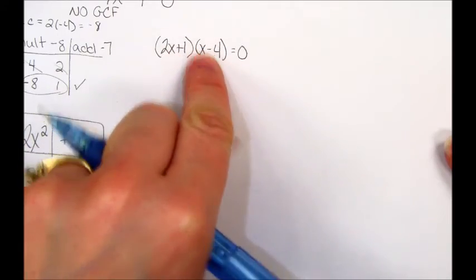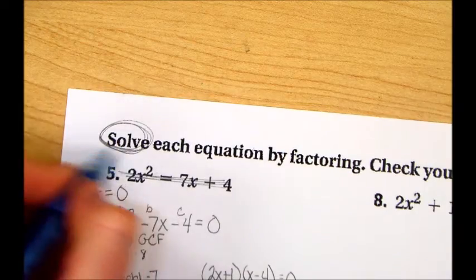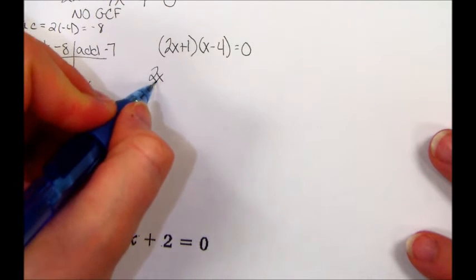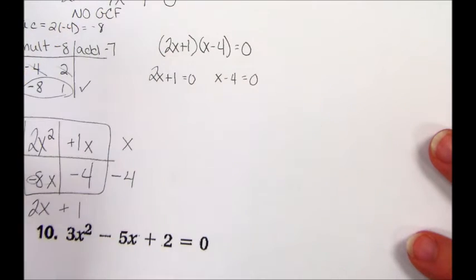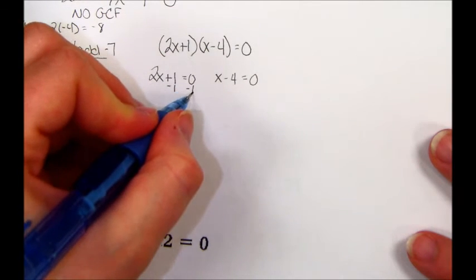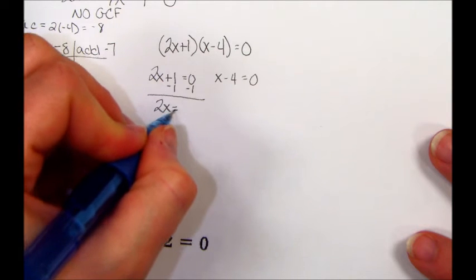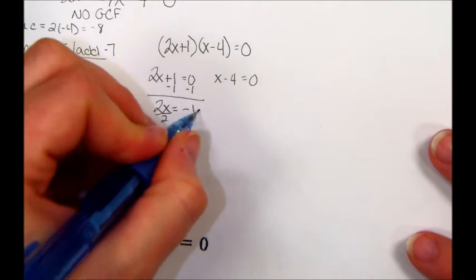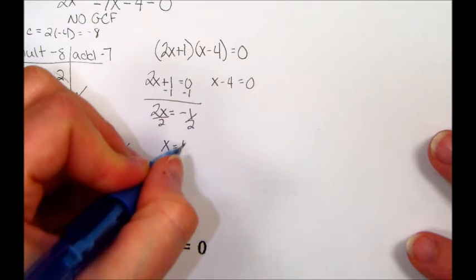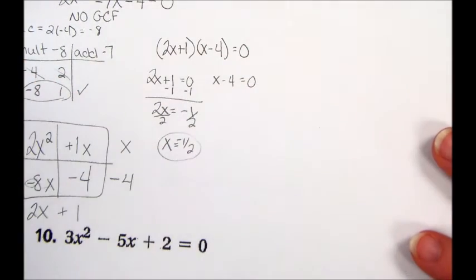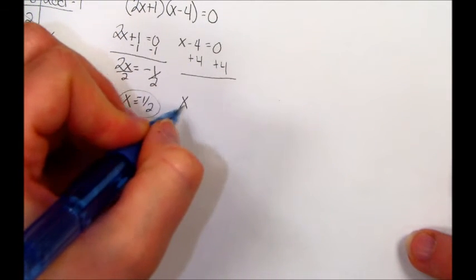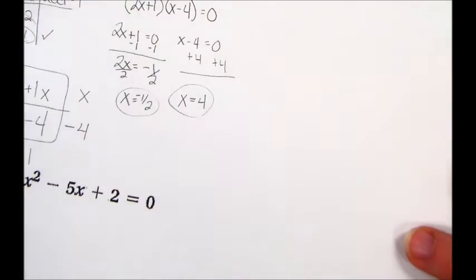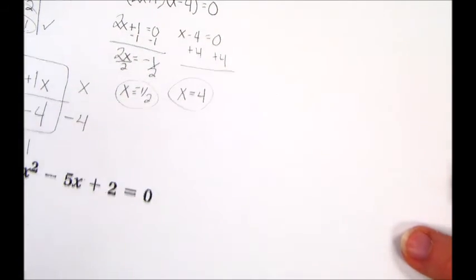Now that the directions say solve, you can't stop. You set each one equal to 0 and use your Algebra 1 skills. So you do 2x plus 1 is 0 and x minus 4 is 0. Take away 1, take away 1. 2x equals -1. Divide by 2, divide by 2. X equals -1/2. That's one solution. Add 4 and add 4. That's just going to be x equals 4. That's your other solution.